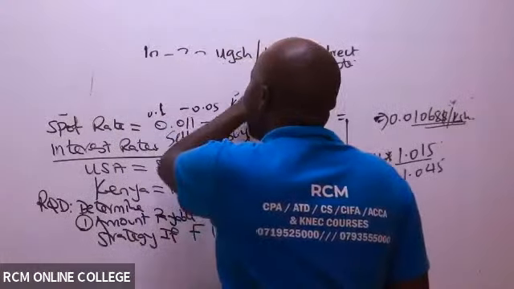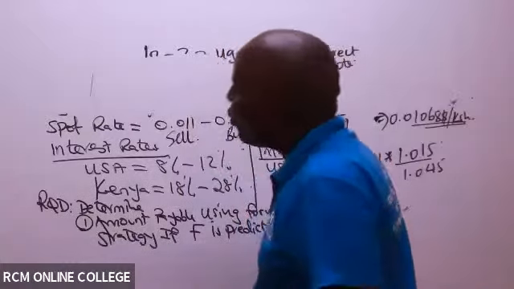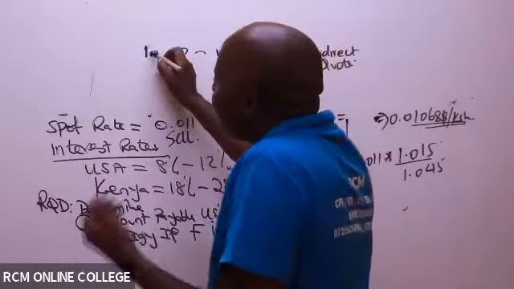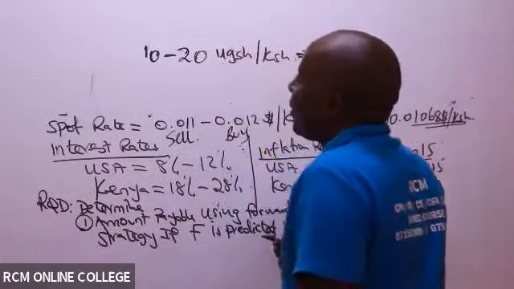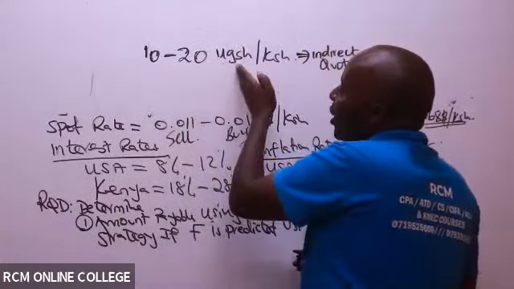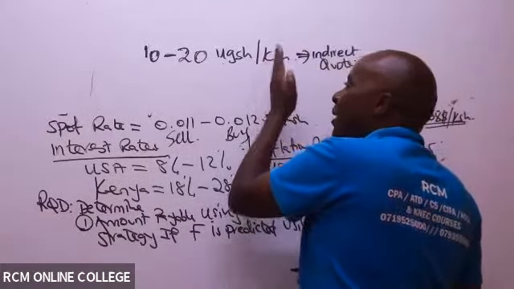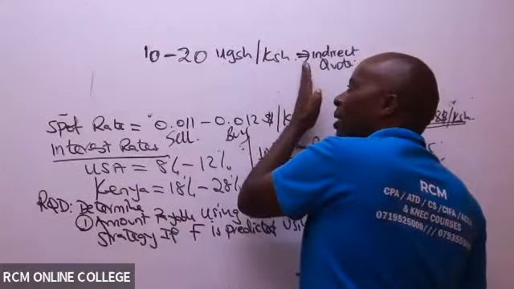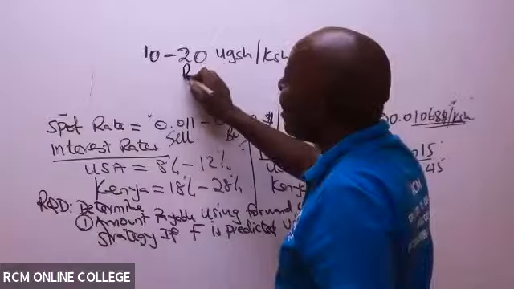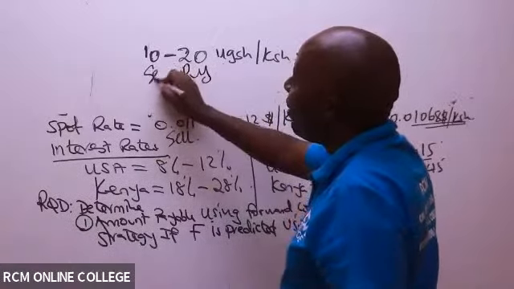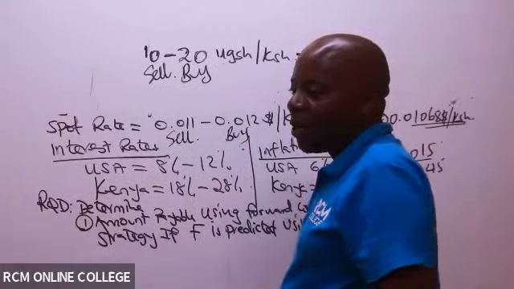I think the very best approach for us to work with, ladies and gentlemen, is this approach where we shake our hands. It has stood all tests of time. When you see 10 to 20 Uganda shillings per Kenya shilling, you go by your home currency. Where is the Kenya shilling? It is on the right side. And if it is on the right side, then the right number becomes buy. This one here becomes sell. Shake hand. You can never go wrong.